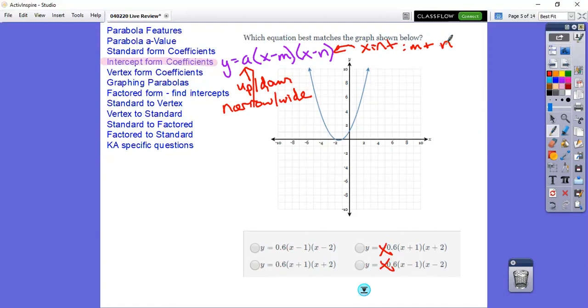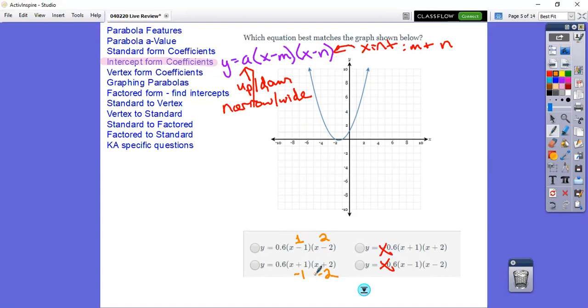Now my x-intercepts. Okay, I'm actually going to go down here to the bottom to figure this out. My x-intercept, if it's x minus 1, is positive 1. My x-intercept, if it's x minus 2, is positive 2. It's the opposite of what you see. My x-intercept, if it's x plus 1, is negative 1. And my x-intercept for x plus 2 is negative 2.